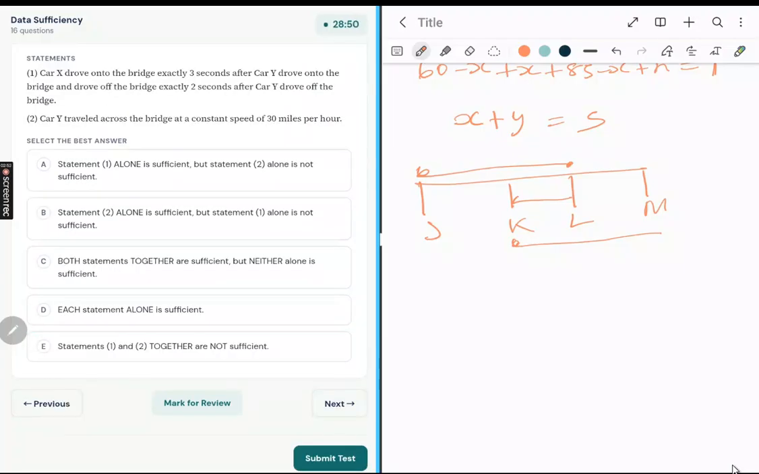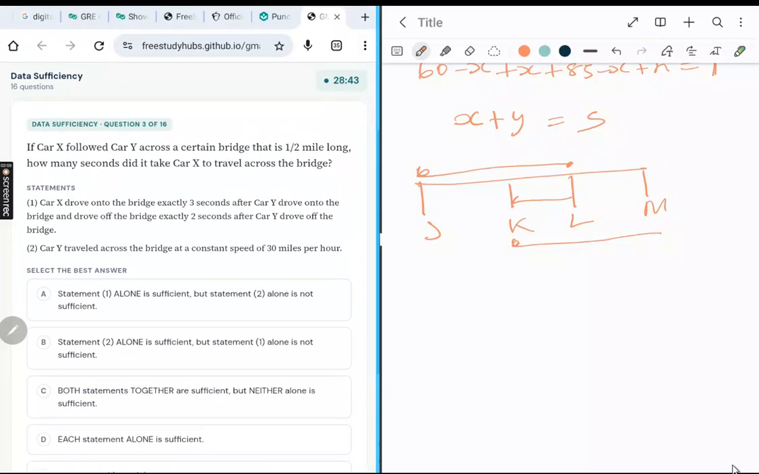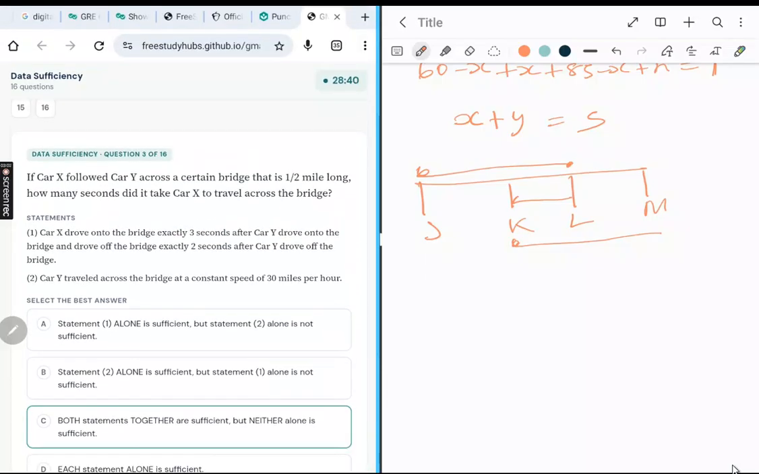Car S drove onto the bridge exactly 3 seconds after car Y drove onto the bridge. And see the question, I'm sorry. If car S follows car Y across a certain bridge that is half mile long, so we know the distance. Half mile is 0.5 miles. How many seconds did it take car S to travel across the bridge? Car S drove onto the bridge exactly 3 seconds after car Y drove onto the bridge, and drove off the bridge exactly 2 seconds after Y drove off the bridge.